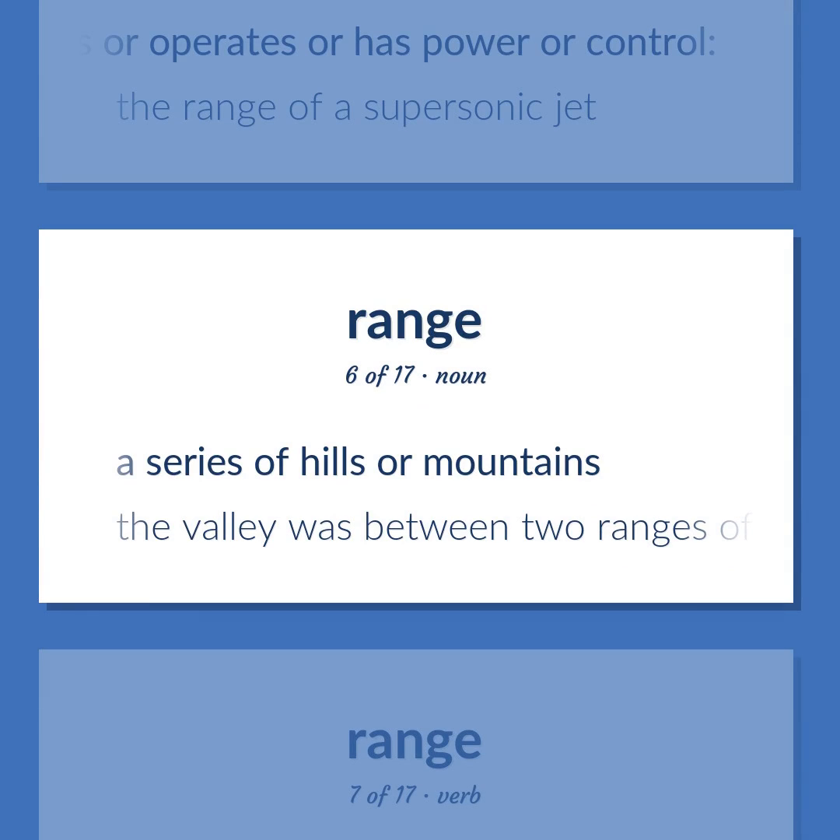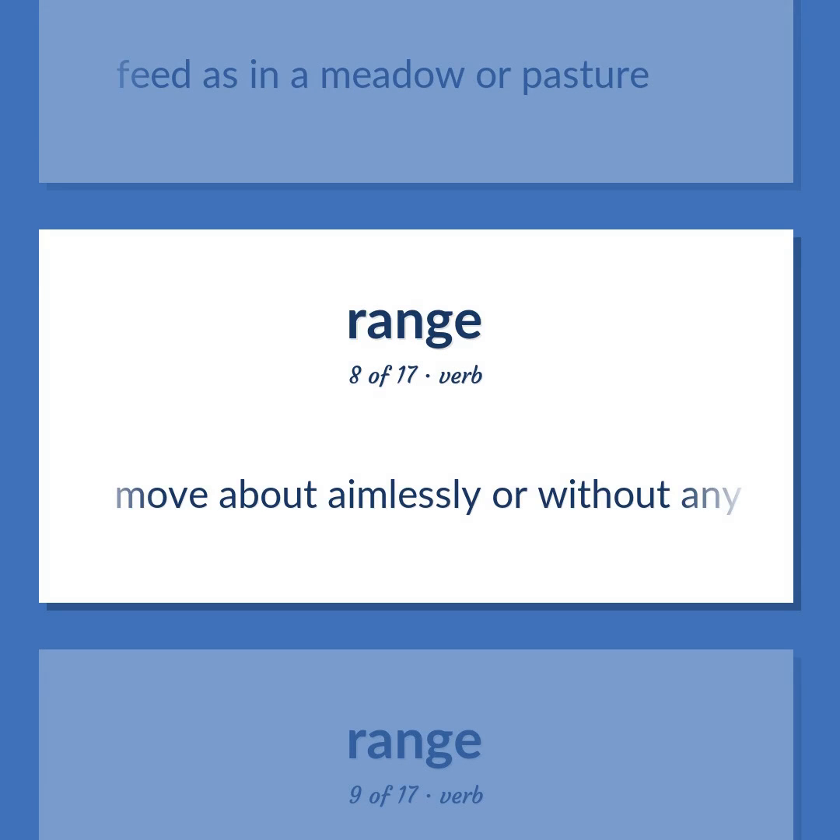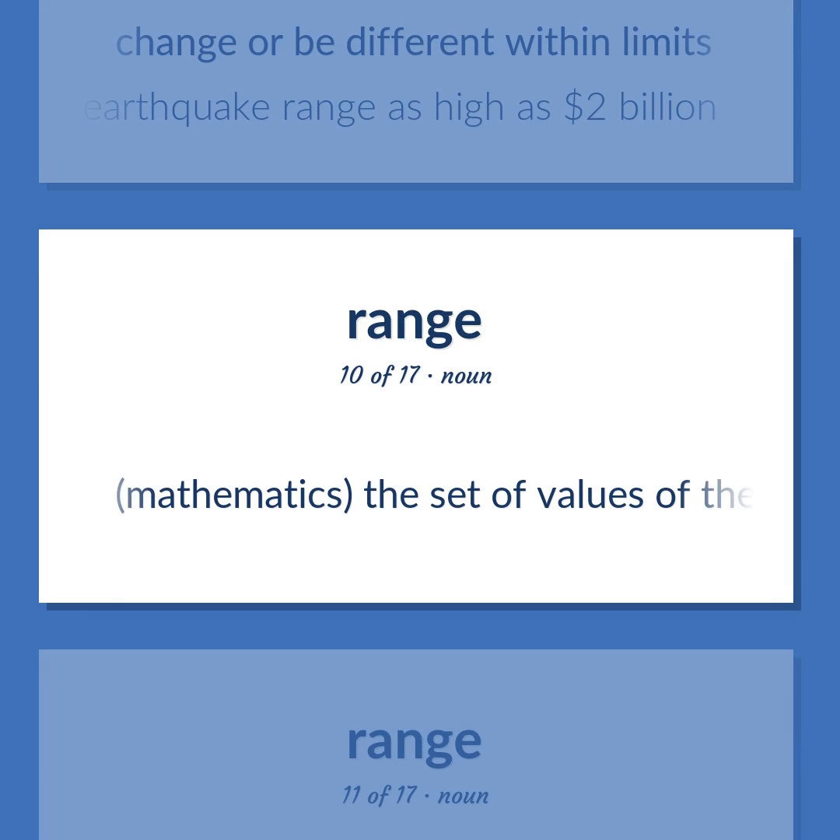A series of hills or mountains. The valley was between 2 ranges of hills. Feed as in a meadow or pasture. Move about aimlessly or without any destination, often in search of food or employment. Change or be different within limits. Estimates for the losses in the earthquake range as high as $2 billion. Mathematics. The set of values of the dependent variable for which a function is defined.